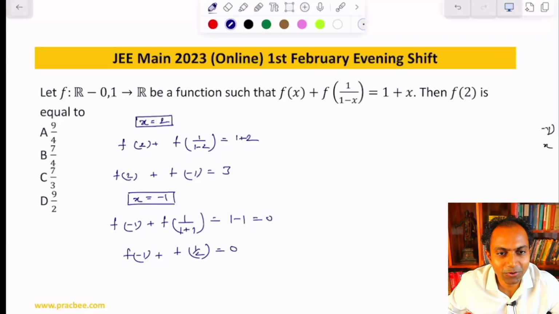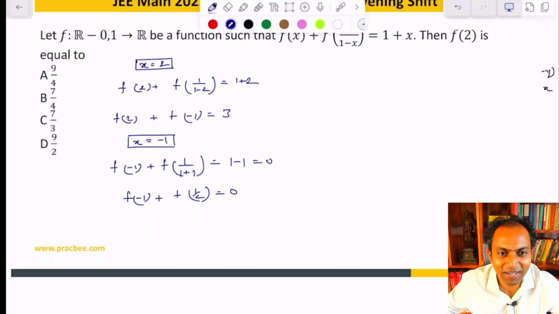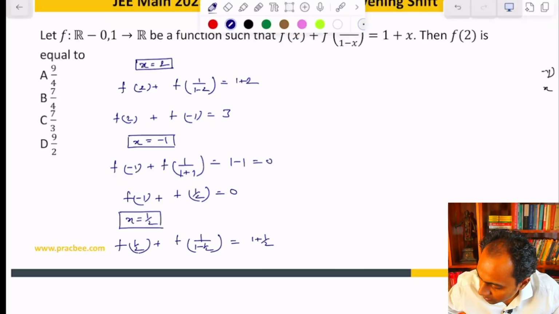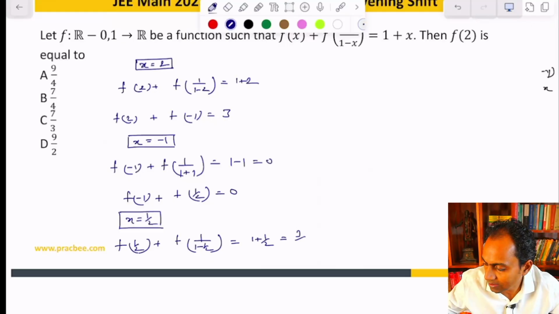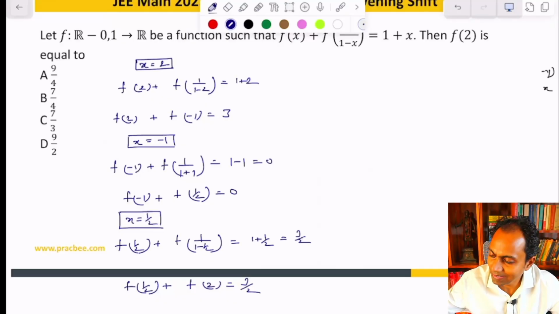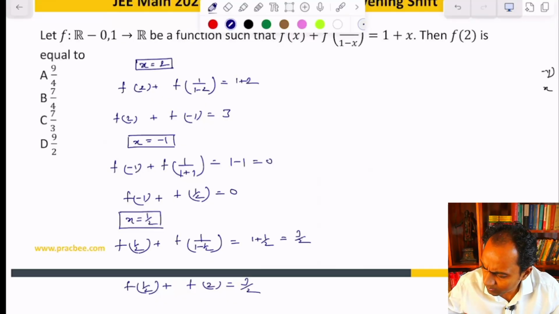Now again, in order to find the value of f of minus 1, we'll have to put the value of x as 1 by 2. So if you substitute the value of 1 by 2, it becomes f of 1 by 2 plus f of 1 upon 1 minus 1 by 2, which will be equal to 1 plus 1 by 2. You can see that the right hand side becomes 3 by 2. On the other hand, what we have got now is f of 1 by 2. And if I simplify this, this becomes f of 2 is equal to 3 by 2. Now we have got 3 equations and 3 unknowns. So what can we do?